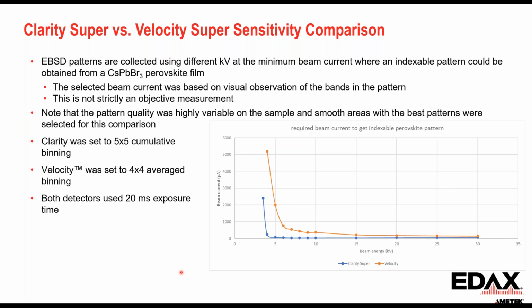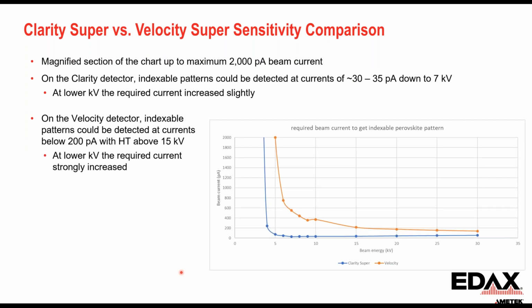So we see a curve that looks a little bit like what we saw before: at higher beam energies the clarity is more sensitive, but as we go to lower beam energies, the improvement differential improves with the clarity. This is on one scale, and this is showing it zoomed out to get rid of the outliers at the low end. With the clarity, we could go down to lower kVs and get patterns much more efficiently.